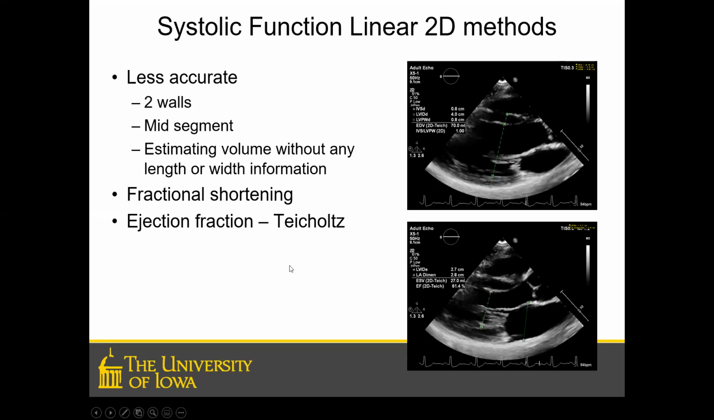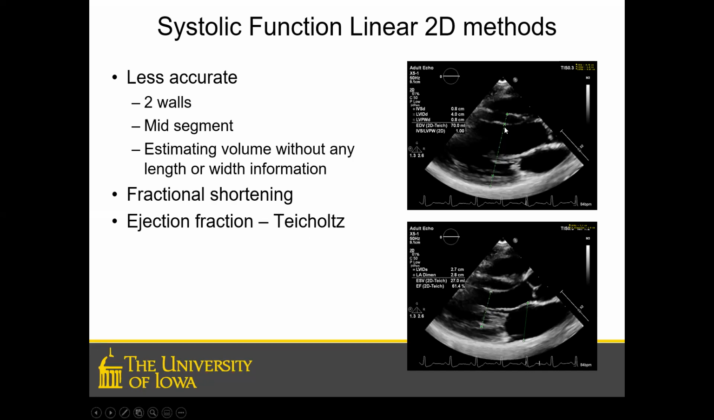Now, in terms of systolic function and the linear measurements, very limited. Again, this is FYI, because I just don't know if you would have ever had these conversations. The reason that the linear measurements are less accurate, of course, is that you're only looking at two walls. You're only looking at the mid segment, and the Teichholz method actually calculates an ejection fraction from this, but it's calculating the volume of the LV without actually having a length measurement. So it's very limited in its value.